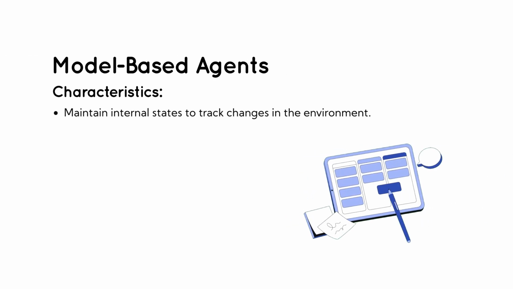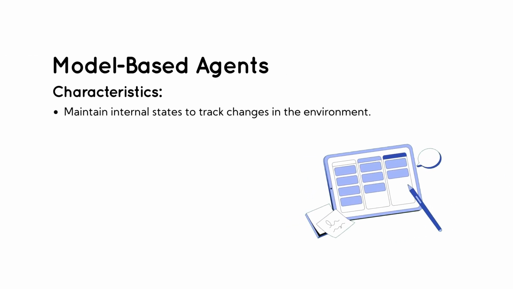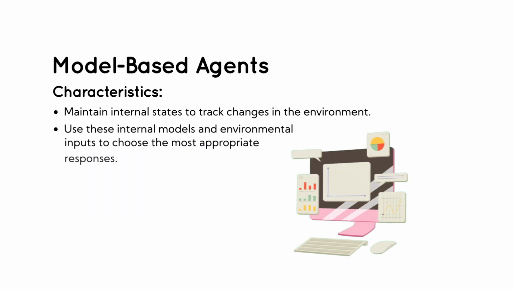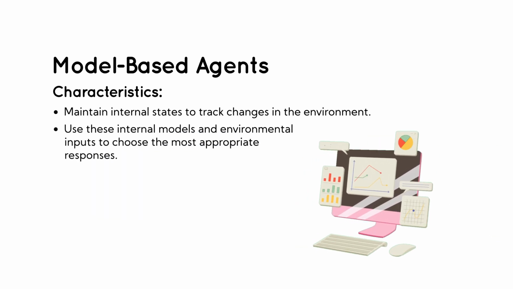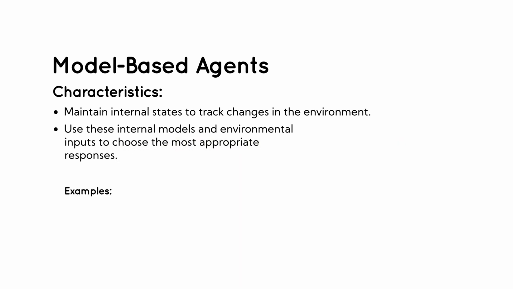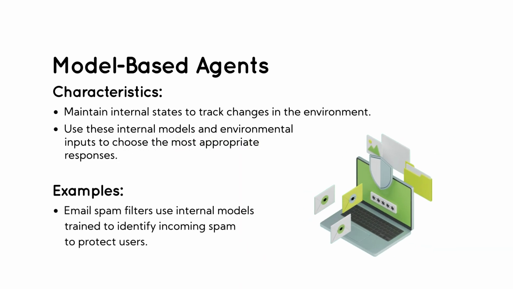Model-based agents. This type builds on reactive agents by using internal states to track changes in the environment. Model-based agents rely on these internal models to make more informed and context-aware decisions. Email spam filters use internal models trained to spot and tag spam, making them model-based agents.